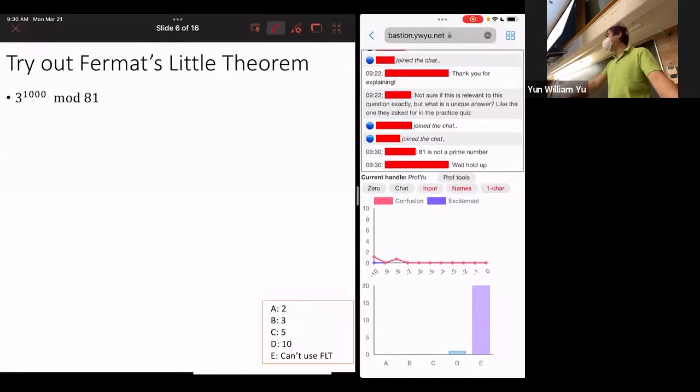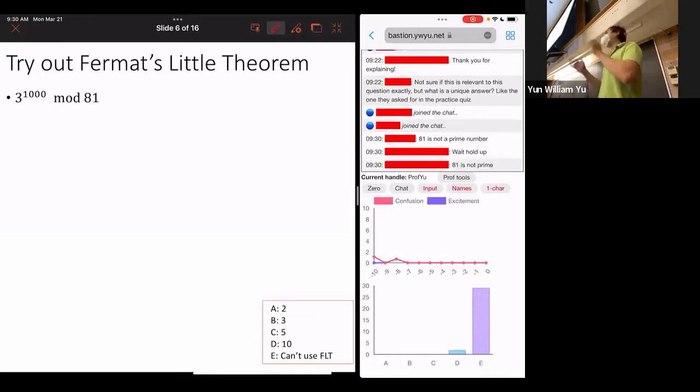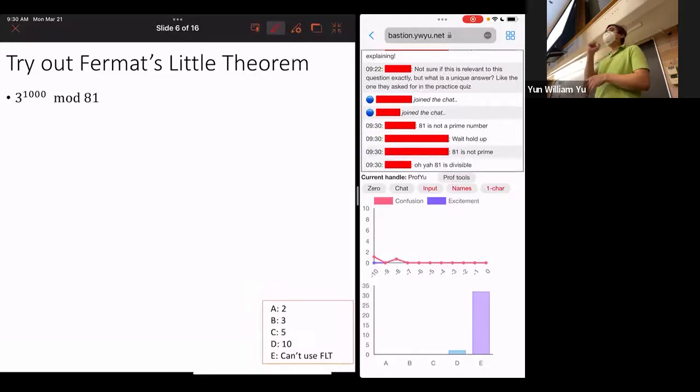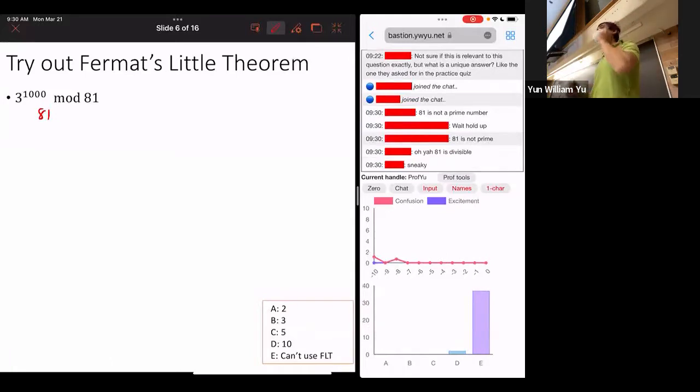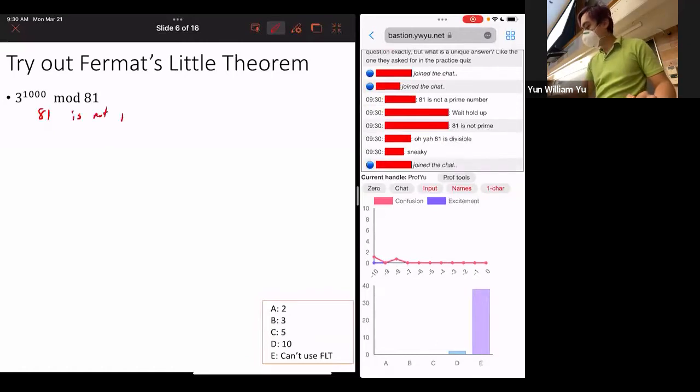Someone's saying to wait and hold up. So whenever you get given a question, before you just run off and start doing the computation and following the steps, it is super important that you check if the algorithm is applicable at all. 81 is not a prime number. So it turns out that you can't use Fermat's little theorem. You still can compute this by taking lots of powers and doing powers of 2, but it takes a lot longer. So 81 is not prime, so can't use Fermat's little theorem.